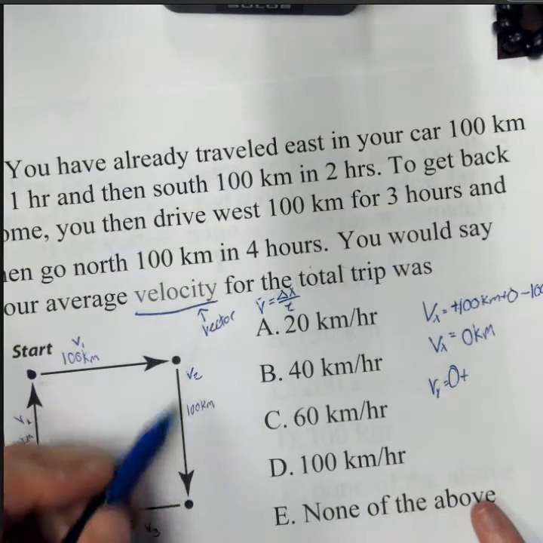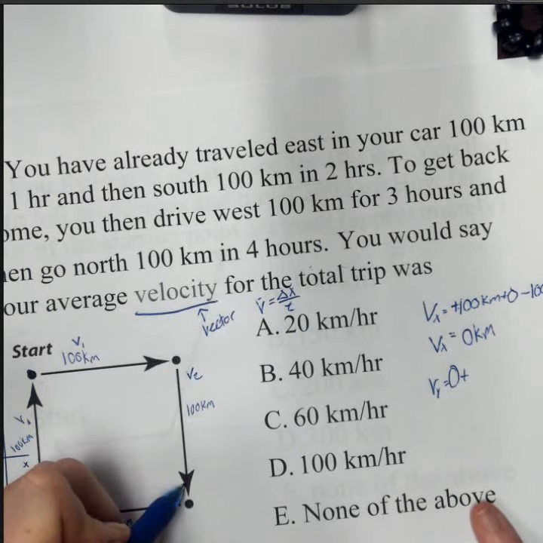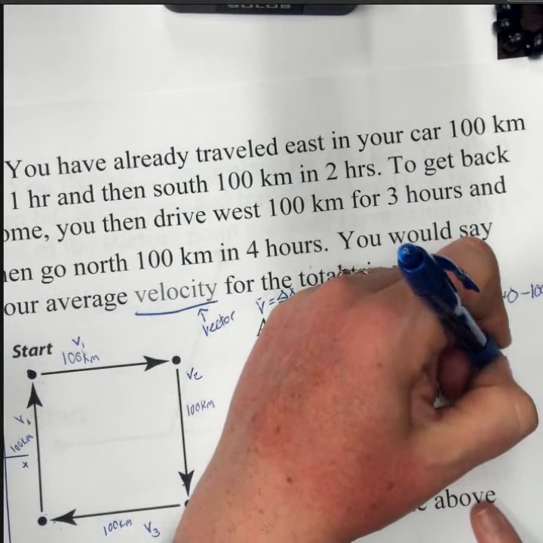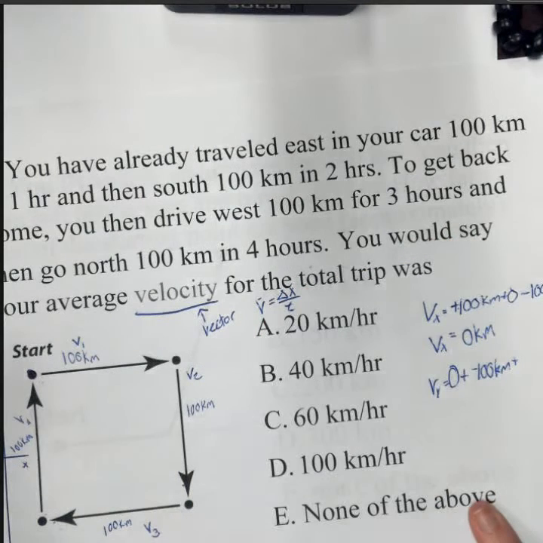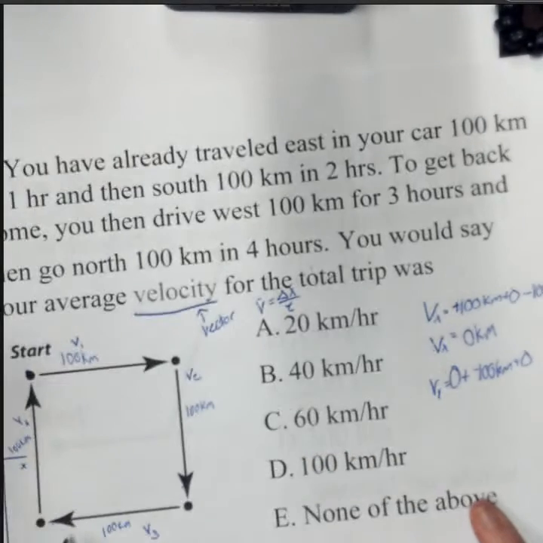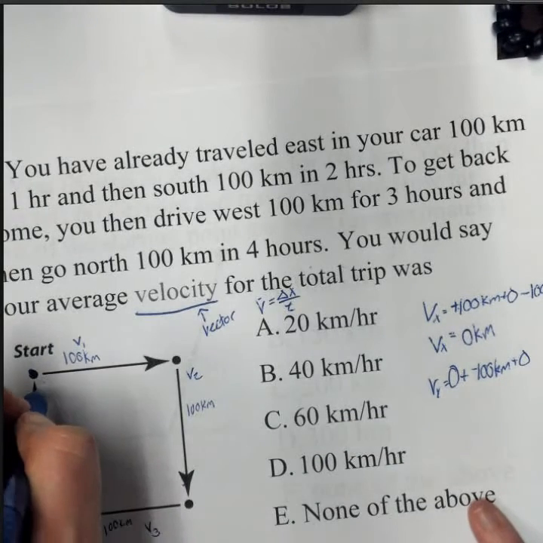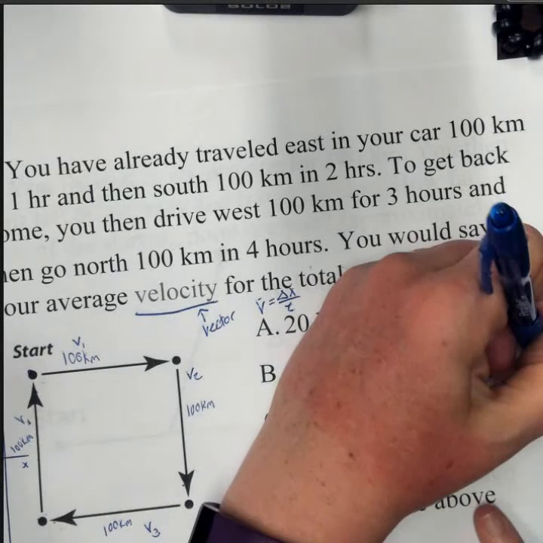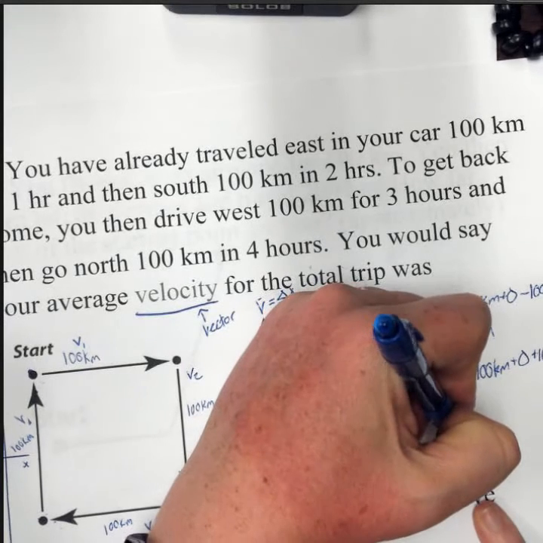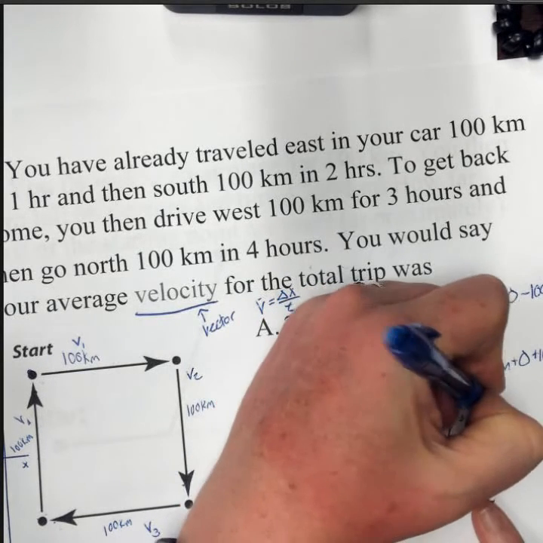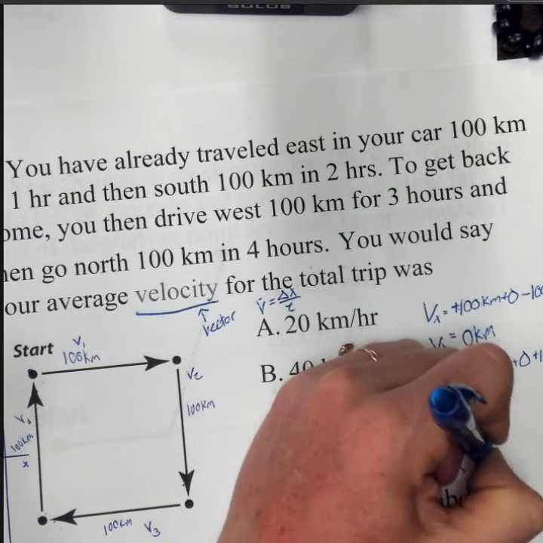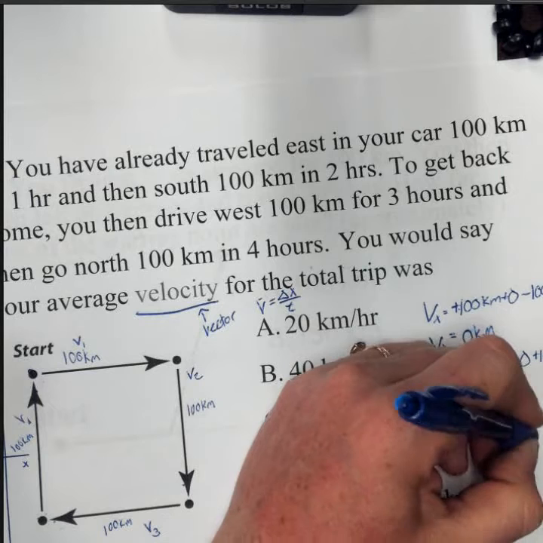Vector number 2 is 100 kilometers, and south, I'm going to set south to be negative, so negative 100 kilometers. Vector number 3 is only in the x direction, so that's 0. And vector number 4 is going north or up, so I'm going to set that to positive 100 kilometers. And when I add those up, all of the vectors in the y direction equal 0 kilometers. And then if I find the resultant vector, the square root of 0 squared plus 0 squared equals 0.